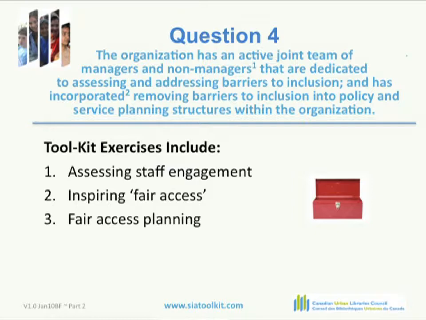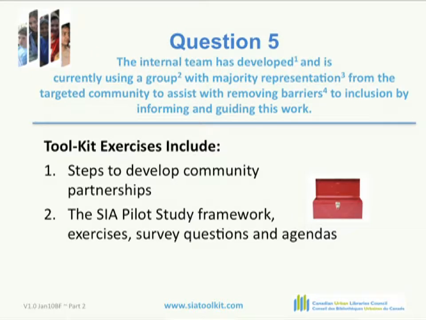In terms of assessing staff engagement, some of the questions you can look into are in the toolkit. For example, are staff and board members included in discussions to remove barriers to inclusion? Are staff encouraged to provide feedback on the organization's plans and social inclusion work? In terms of inspiring fair access, this section looks at service availability, service use, service relevance and responsiveness, and the quality of services from a fair access perspective. So let's move to question 5.